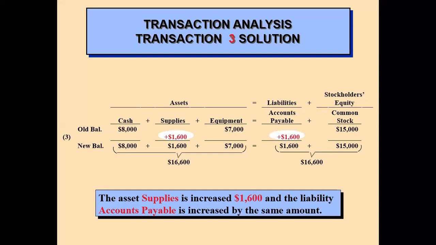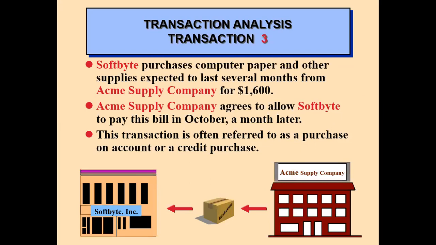Again, sir, again. So they said they purchased supplies. Supplies is an asset, and they will pay the money in the next month. So that means this transaction is a credit purchase. Is it clear? Yes, sir. This transaction is a credit purchase.